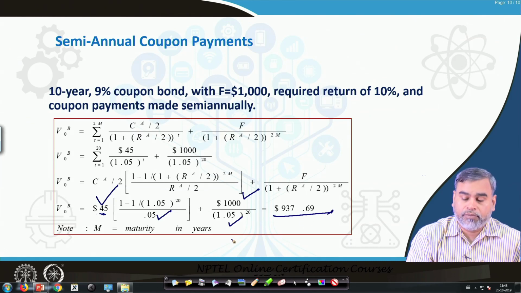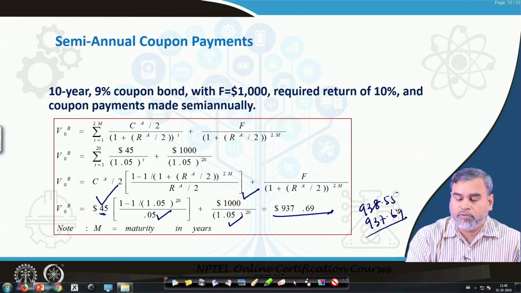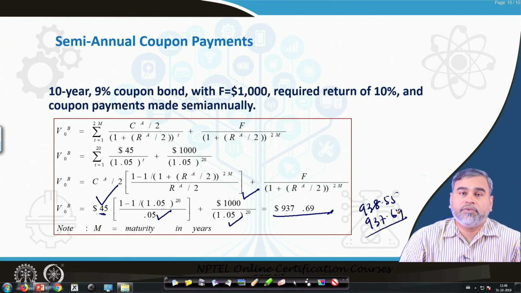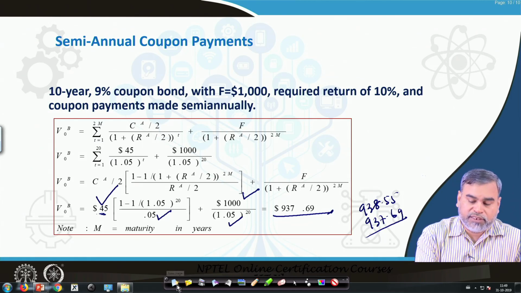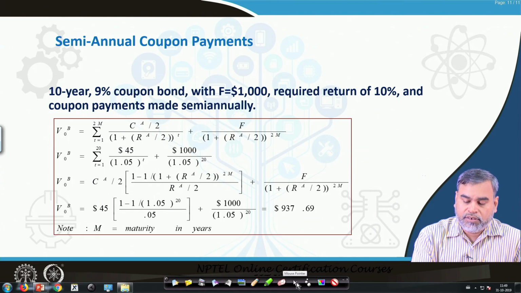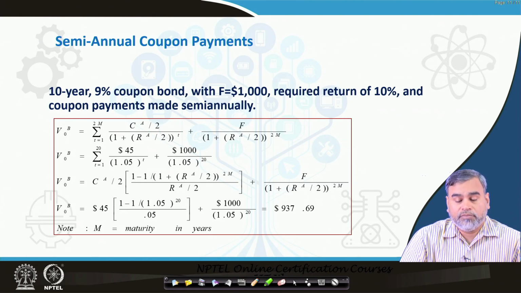So, this is the way. For example, in the previous case we got 938.55, in this case we got 937.69. We always see small minor differences because of the frequency of the coupon payments, because the cash flow is changing, as well as the discount rate we are halving, and the period we are doubling. So, because of that some minor fluctuations will be there, but more or less the price will be close to that.